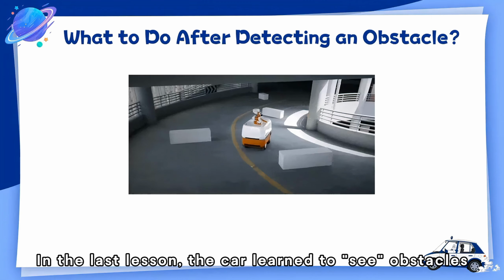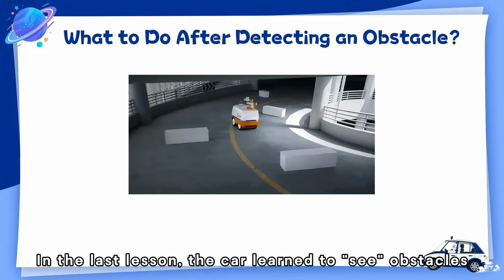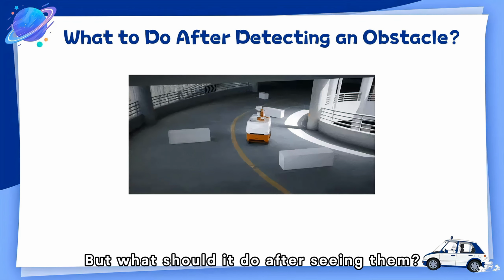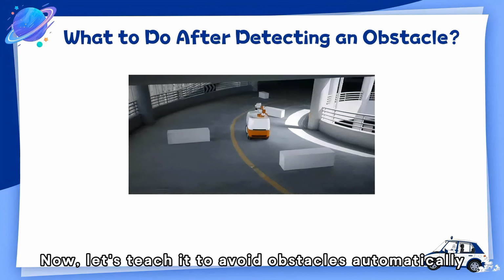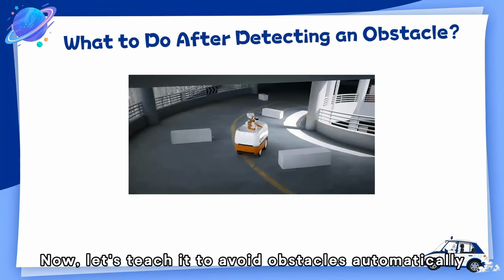In the last lesson, the car learned to see obstacles. But what should it do after seeing them? Now, let's teach it to avoid obstacles automatically.